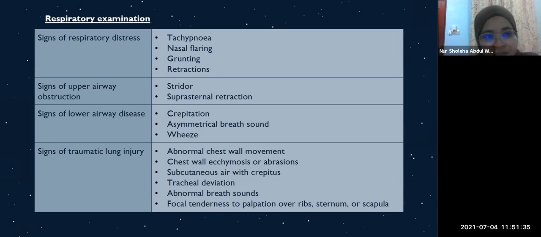Okay, so in respiratory examination, we need to look for signs of respiratory distress, for example tachypnea, nasal flaring, grunting, and also retraction. And then we also need to look for any signs of upper airway obstruction, for example stridor and also suprasternal retraction. Then we also need to look for signs of lower airway disease, for example crepitation, asymmetrical breath sound, and also wheeze. And lastly, we also need to look for any signs of traumatic lung injury, such as abnormal chest wall movement, chest wall ecchymosis or abrasion, subcutaneous air with crepitus, tracheal deviation, abnormal breath sound, and also focal tenderness to palpation over the ribs, sternum, or scapula.